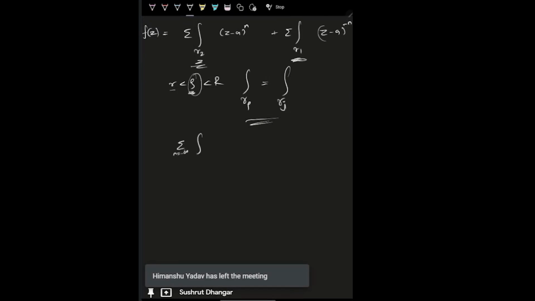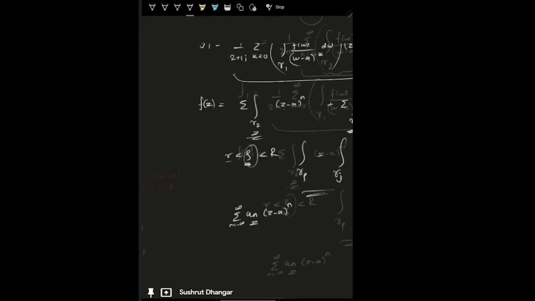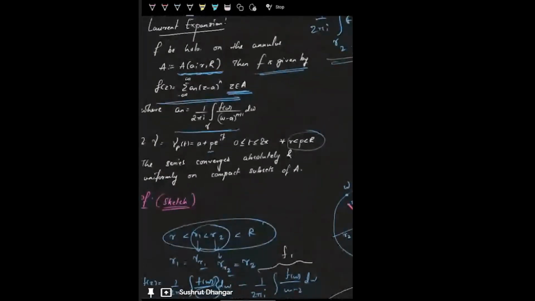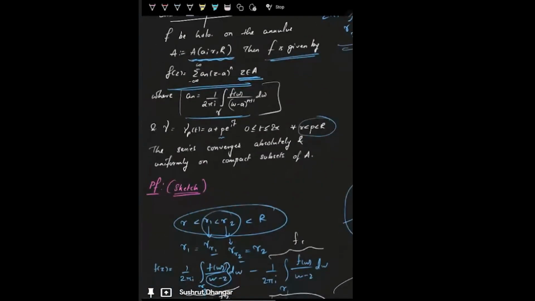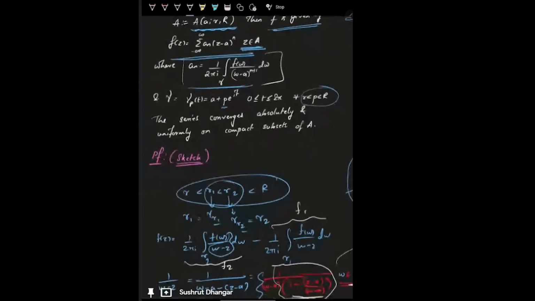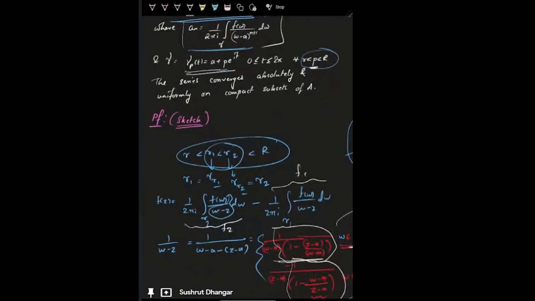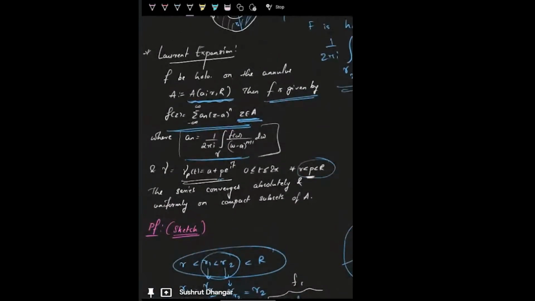So the sum over n from negative infinity to infinity of a_n times (z minus a) to the power n, where the a_n's are defined as described in the statement. That is, 1 by 2 pi i times the integral over gamma of f(w) by (w minus a) to the power n plus 1 dw, where gamma is this path, where rho lies between small r and capital R. So such is the sketch. Basically, all the major steps we discussed here. So such is the sketch of a Laurent expansion.